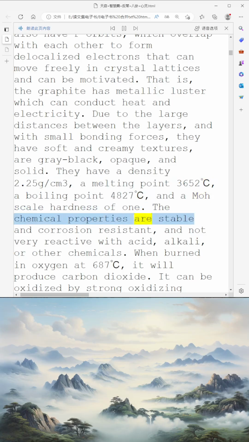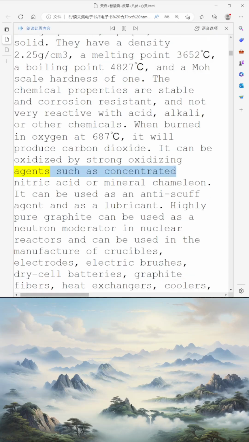The chemical properties are stable and corrosion resistant, and not very reactive with acid, alkali, or other chemicals. When burned in oxygen at 687 degrees Celsius, it will produce carbon dioxide. It can be oxidized by strong oxidizing agents such as concentrated nitric acid or mineral chameleon. It can be used as an anti-scuff agent and as a lubricant.